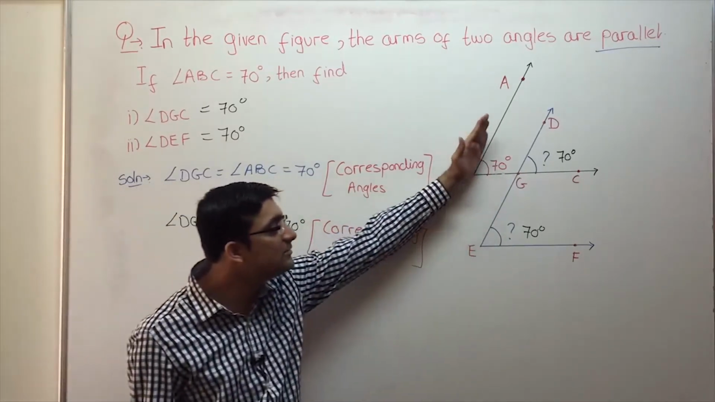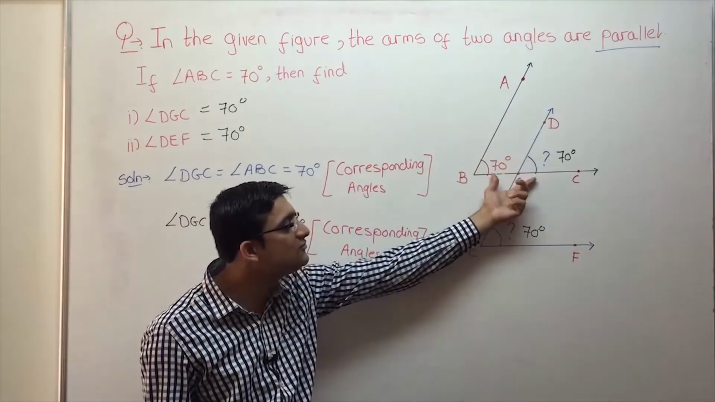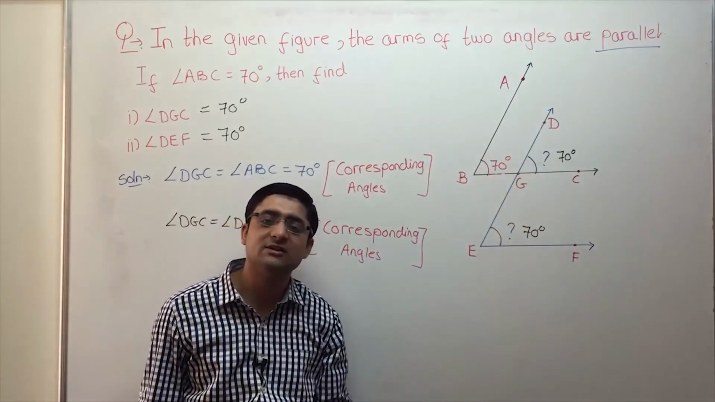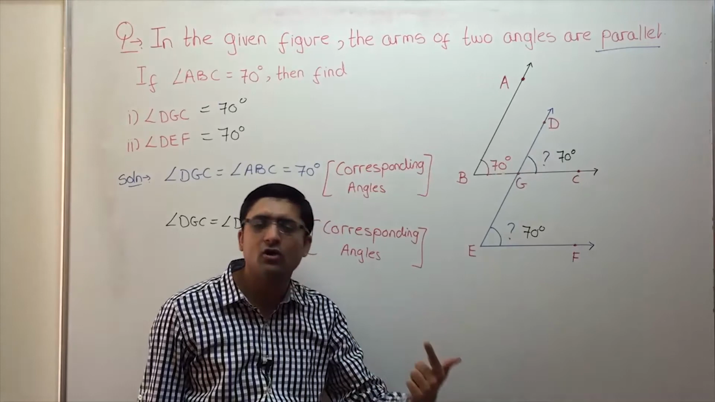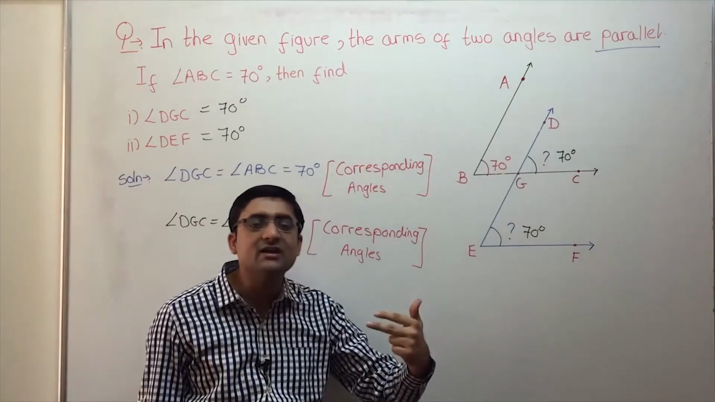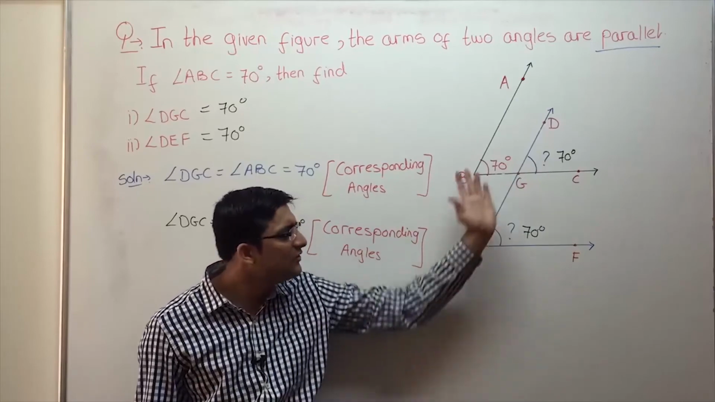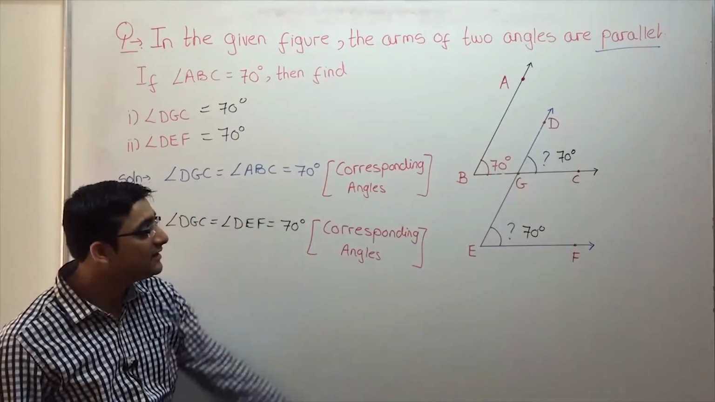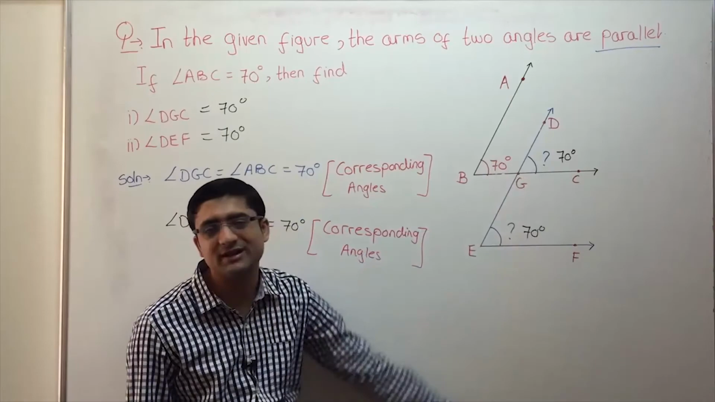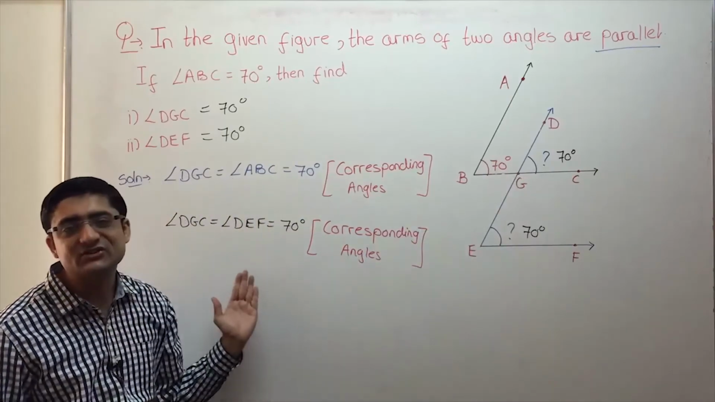So remember, whenever you see parallel arms or parallel lines and a transversal, that means you have to use this concept. Corresponding angles are equal, or alternate angles are equal, or interior angles on the same side of the transversal are supplementary. Using either one of these, you can easily solve these questions, right? Like over here, we used the concept of corresponding angles. So this is how you solve this question.